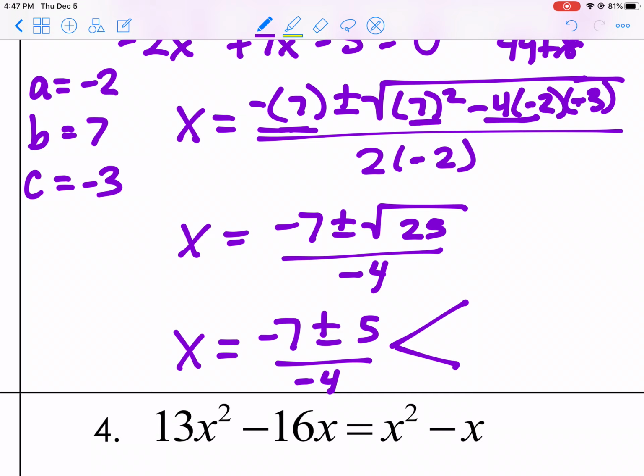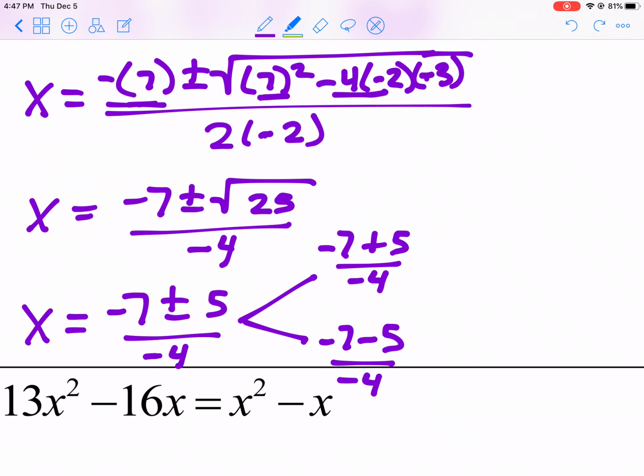So now I'm going to separate the plus or minus. So first I'm going to deal with negative 7 plus 5 over negative 4. What do you think is the other one we're going to work on? It's going to be negative 7 minus 5, right, over negative 4. So we're dealing with two situations because of that symbol right there. Okay, so up here, negative 7 plus 5 is negative 2. Negative 2 over negative 4. That can simplify to be positive 1/2.